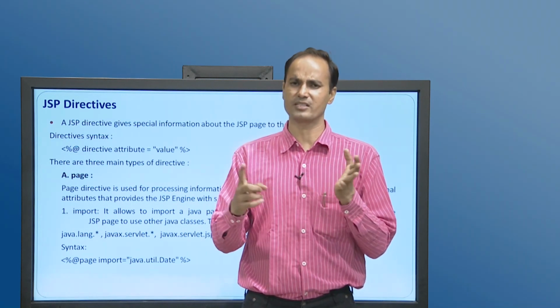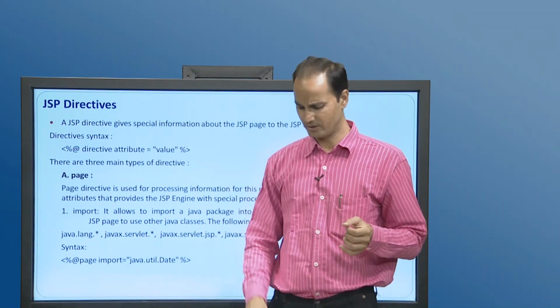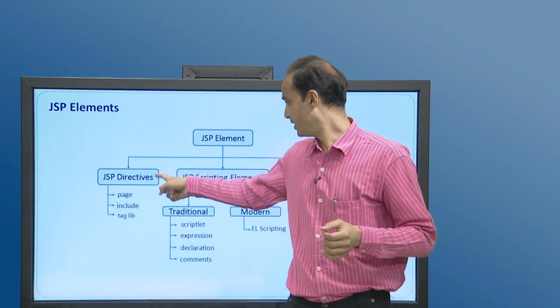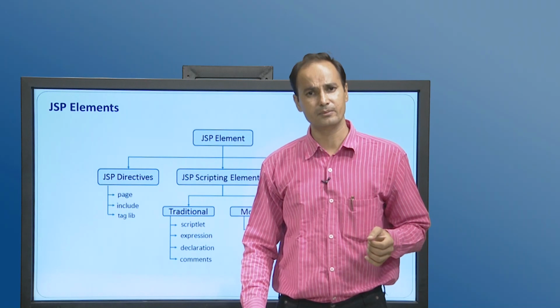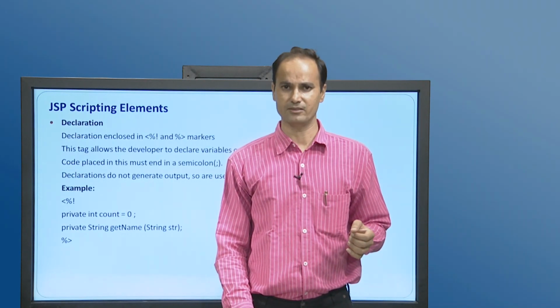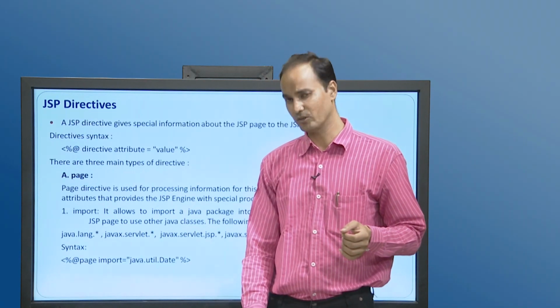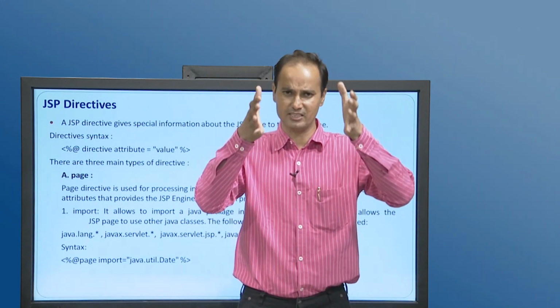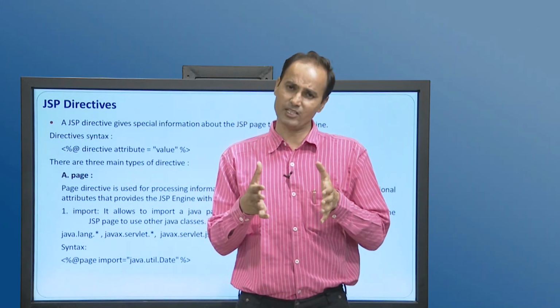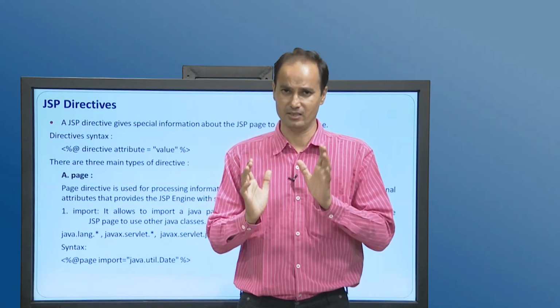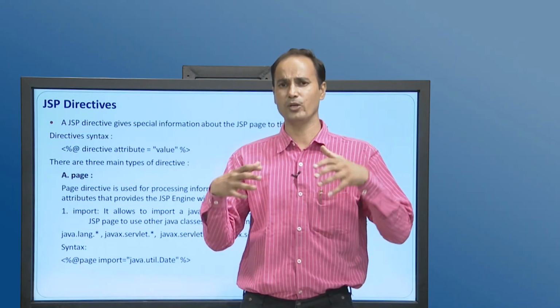Now, after the scripting elements, that is scriptlets, declaration and expression, it is time to discuss the directives. We have seen that there are 3 directives: page directive, include directive and taglib directive. So, what about page directives? Generally, a page directive tells about the JSP page, what the JSP page is, what kind of attributes it has, and what kind of data it is going to process.